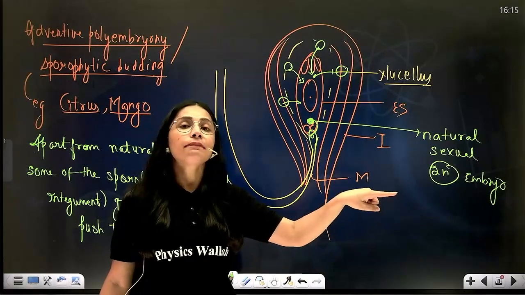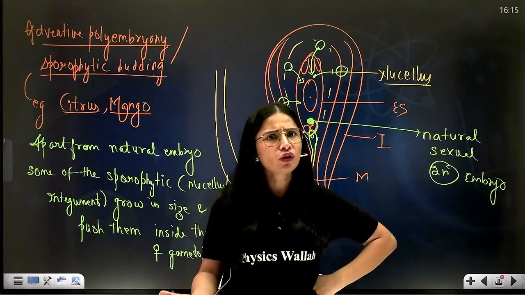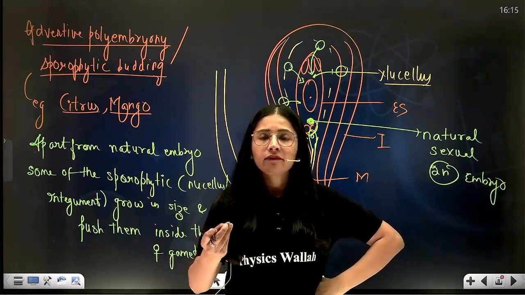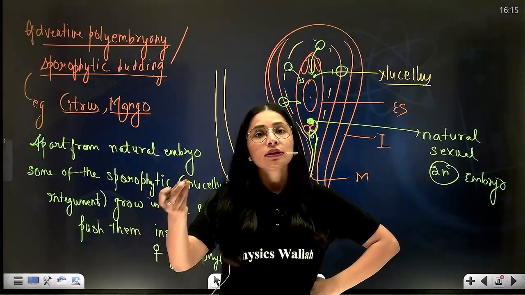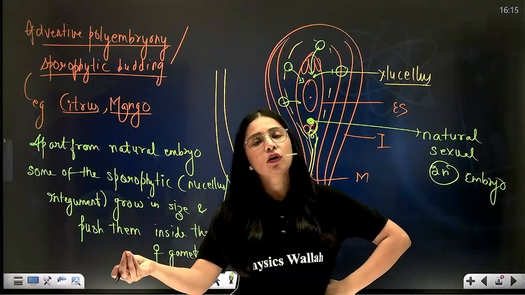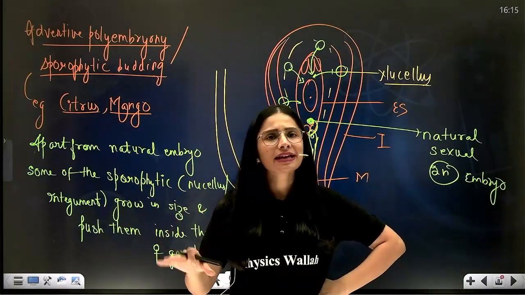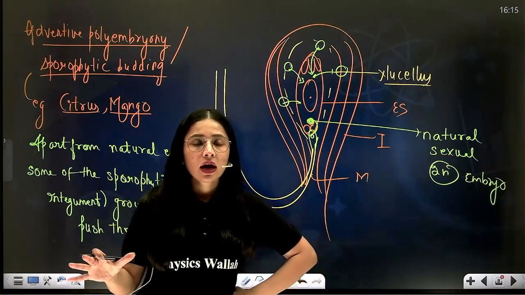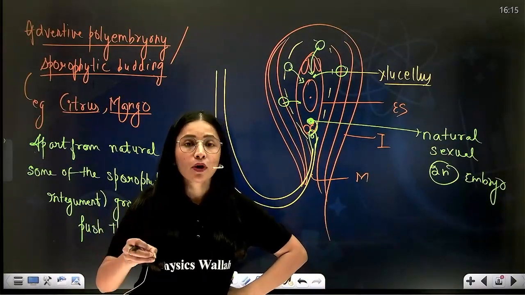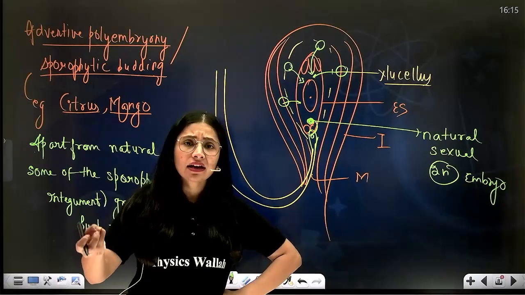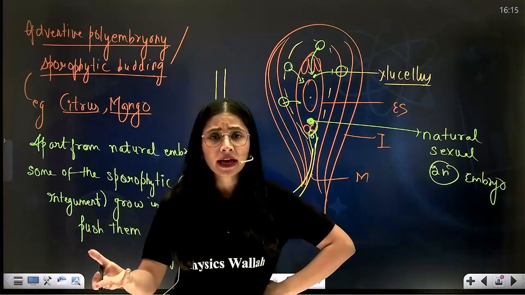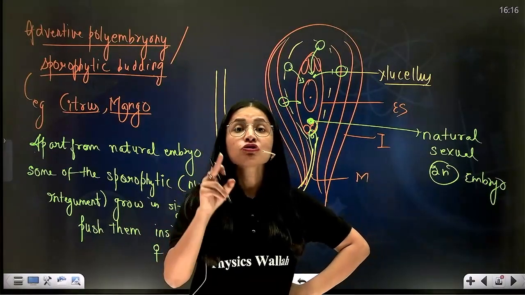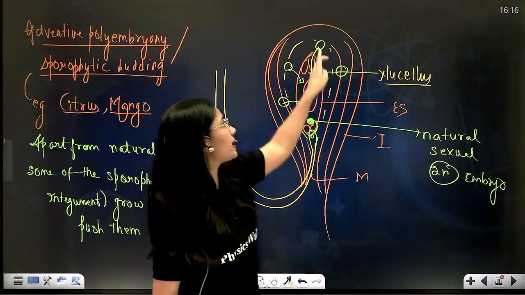So can't they behave as zygote? What is zygote? Zygote is nothing but a single diploid cell which is capable of dividing. Now, that may be sexual, they may not be sexual. Naturally, zygote is a sexual term which is produced after fertilization. However, if the same property is exhibited by any other cell, then it can also behave as zygote even if it is not produced by fertilization.